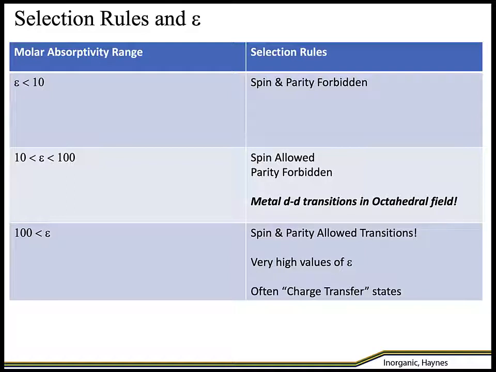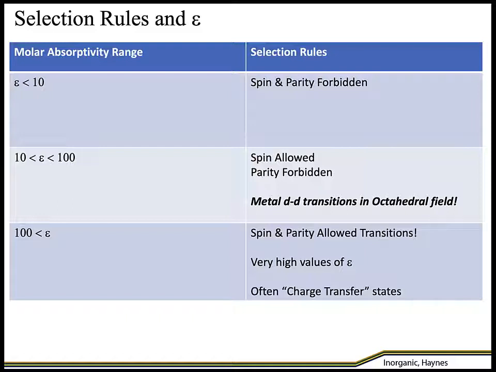Generally, if epsilon is lower than 10, that's a very, very weak transition. Those would be considered both spin and parity forbidden. So something that has an epsilon less than 10 might be a transition that involves a singlet to a triplet conversion, which is possible, but unlikely due to our spin selection rule. And it could be a parity forbidden transition, one in which we have the same symmetry with respect to inversion. So either a G to G type transition or a U to U type transition.